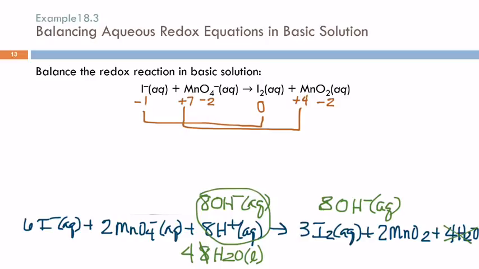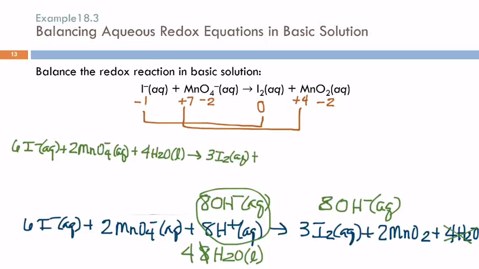So now I've made a mess, and I'm going to copy it down neatly, or attempt to do so. So 6 iodide ions and 2 permanganate ions. And I've got 4 water molecules. And then on this side, I've got 3 iodine molecules and 2 manganese dioxide molecules and the 8 hydroxide ions.